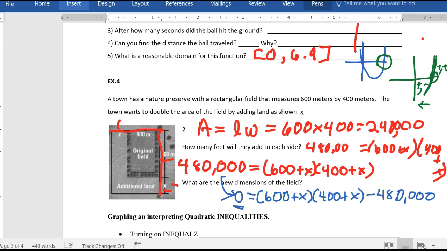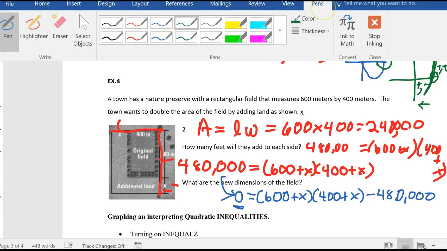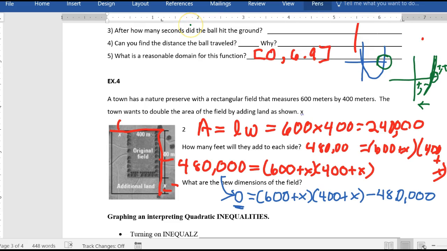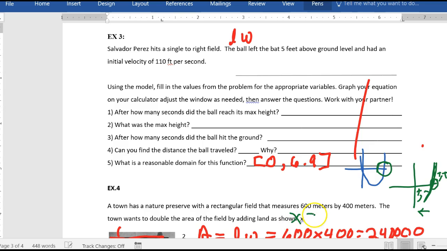So x equals 200 is my answer. And I know that's the amount that they're adding to the field, 200 meters.